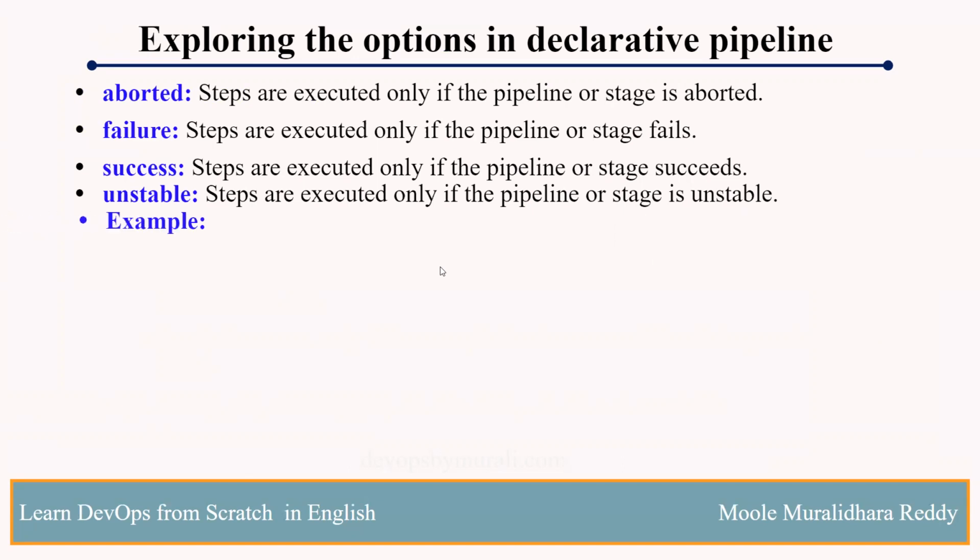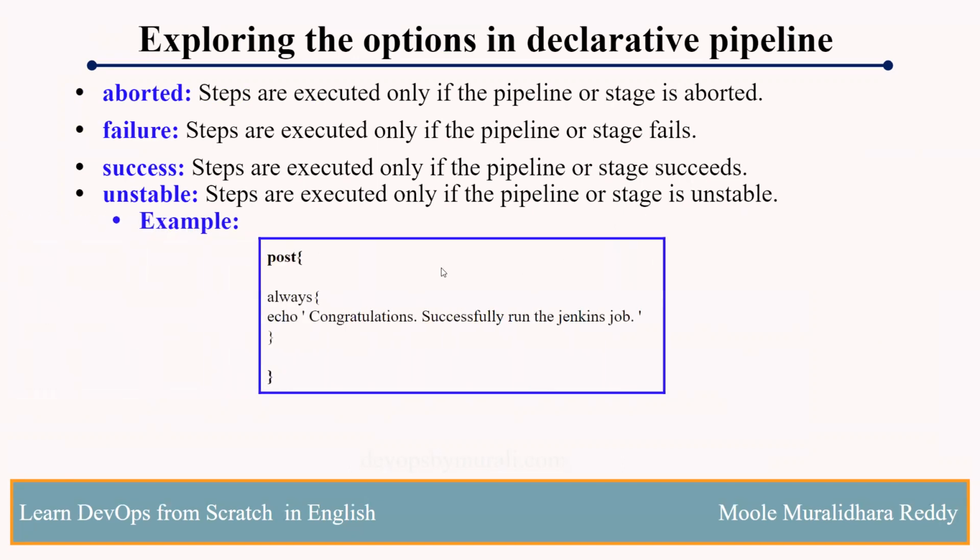Next one, example. If you see here, I'm using the post section, open and close. I'm using always, which means whether the build fails or succeeds doesn't matter, it always runs. It shows congratulations, successfully ran the Jenkins job. I have given echo, congratulations, successfully ran Jenkins job. Got it, right? We can define it like this. There are a lot of options: aborted, failure, success, unstable. Based on the condition, the option will be used. I hope you understand how you can define the post section.